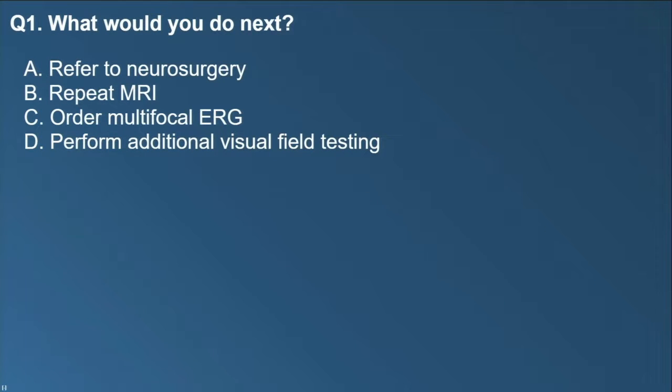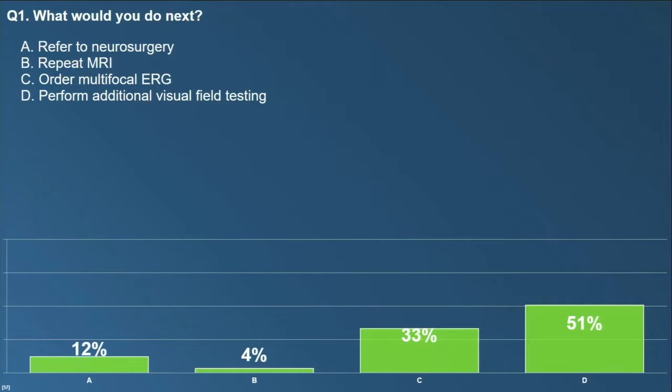Okay, so the question for the audience is, what would you do next? A, refer to neurosurgery. B, repeat the MRI. C, order a multifocal ERG. Or D, perform additional visual field testing. Good, a 40 split. Good.